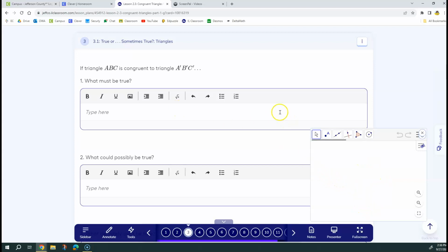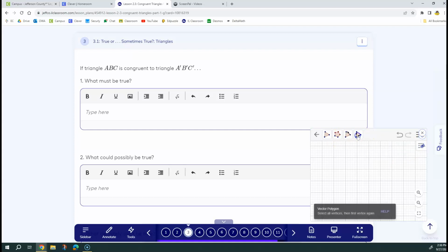Okay, so I'm going to put a triangle ABC. I'm going to put some graph lines on here just to keep me straight. I want a rigid triangle. There we go. Okay, so I'm drawing my triangle here. I'm just going to make it a right triangle. So here is triangle ABC.